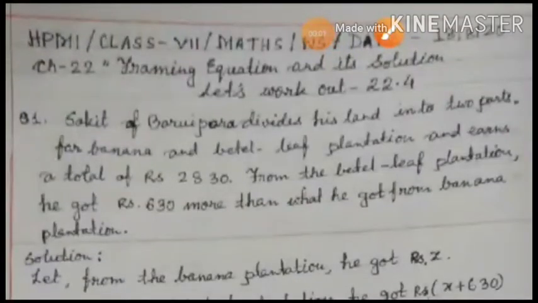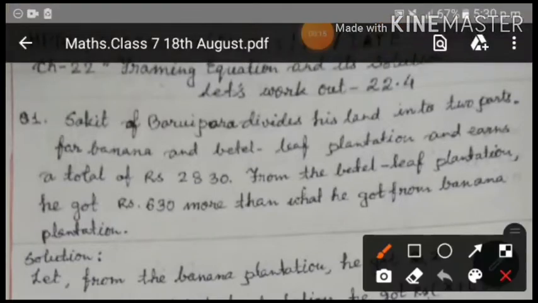Students of class 7, today we are going to do Let's Work Out 22.4 of the chapter Framing Equation and its Solution. Come to question number 1. Sakil of Baripara divides his land into two parts for banana and betel leaf plantation.